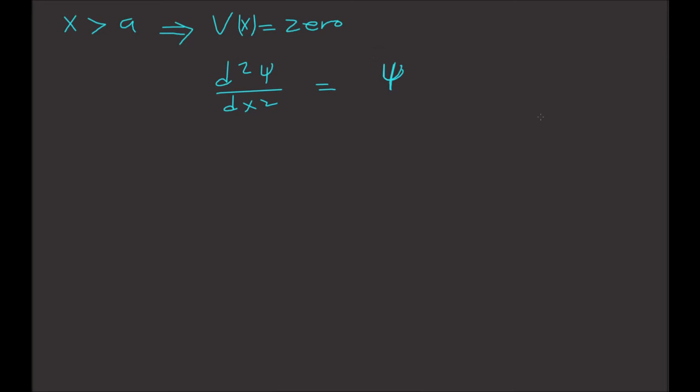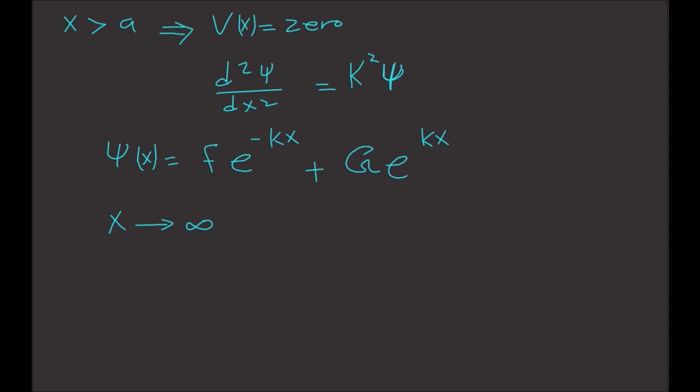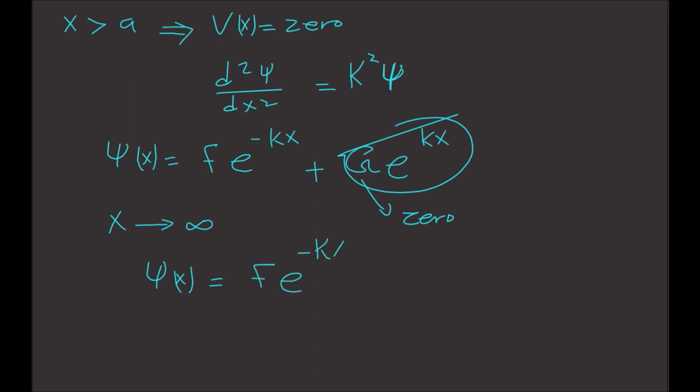Equals k squared times psi. So for this solution we have psi of x equals f times e to the minus kx plus g times e to the kx. Again, as x approaches infinity, because we are in the third region, this term blows up, so we have to set g equal to 0, which leaves us with the solution psi of x equals f times e to the minus kx.